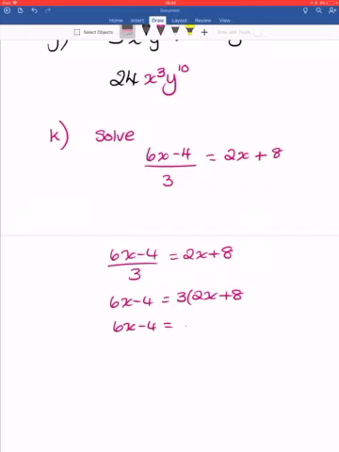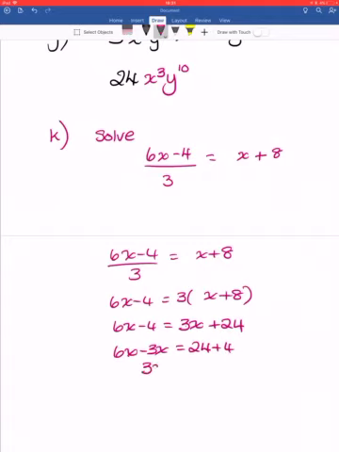Start again. So I'm going to say equals x plus 8. Okay? Okay, 3 times x plus 8 equals 3x plus 24. So I want all the x's on one side, all the numbers on the other. So 6x minus 3x equals 24 plus 4. So 6x minus 3x is 3x equals 28. And x equals 28 divided by 3. So x equals 9 and 1/3.